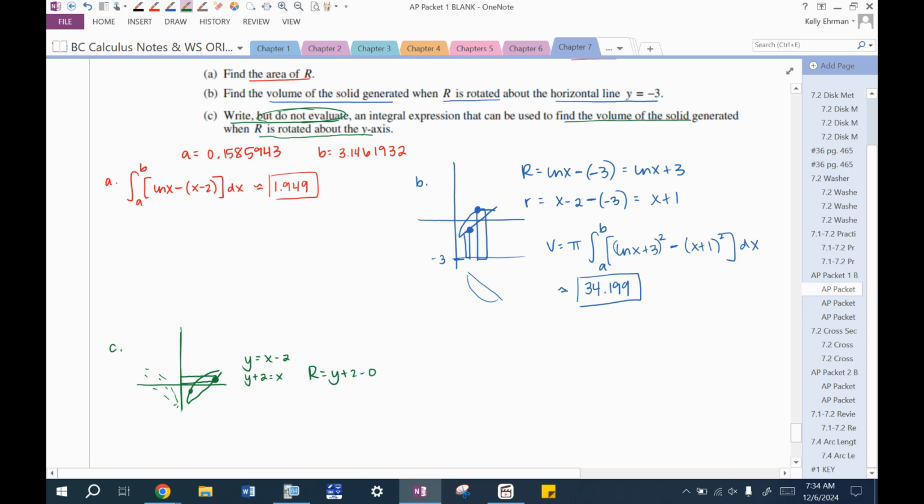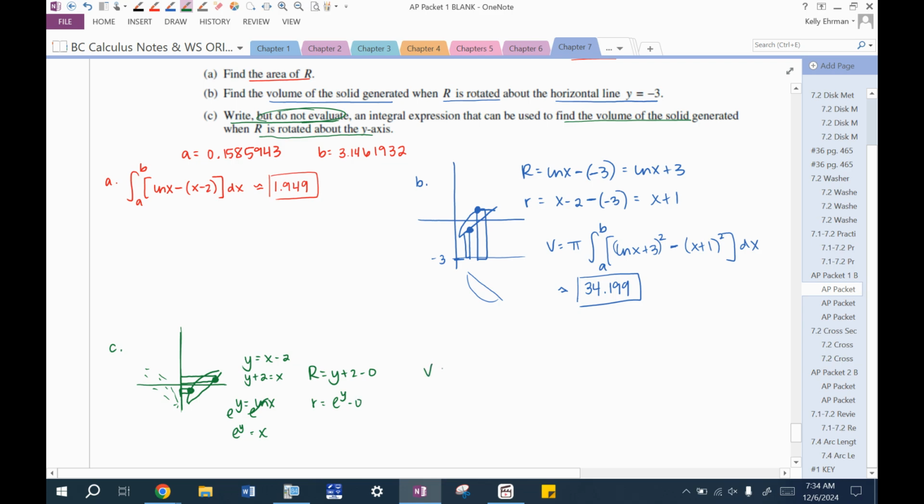And then lowercase r is the curve to the axis of symmetry. So that one started out as y equals natural log of x. Remember, to get rid of a natural log, you base e both sides. So e to the y is equal to x. So lowercase r is e to the y minus 0.